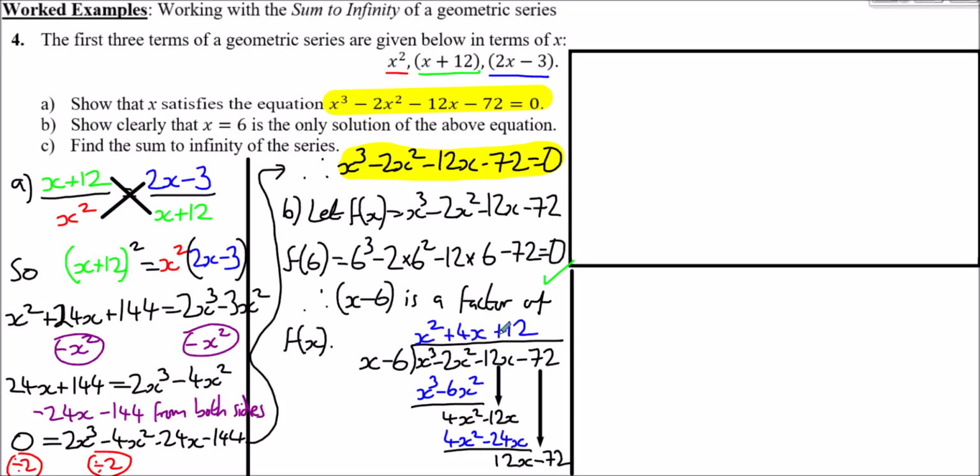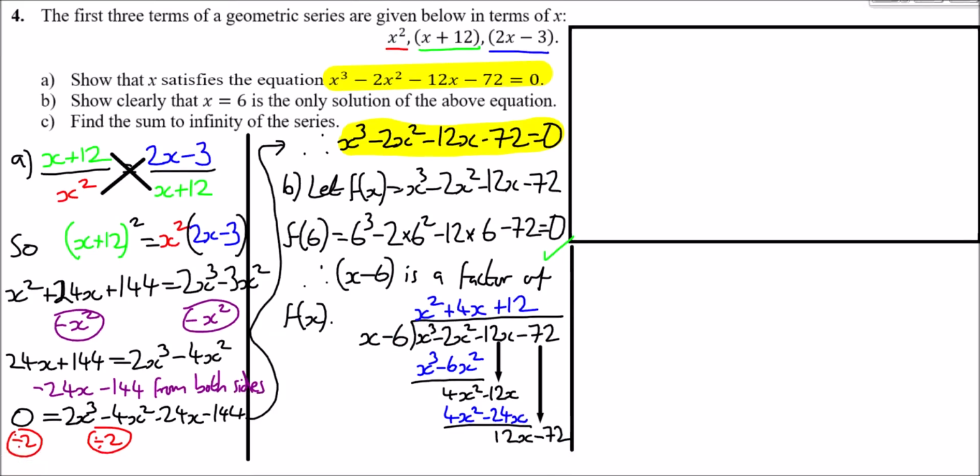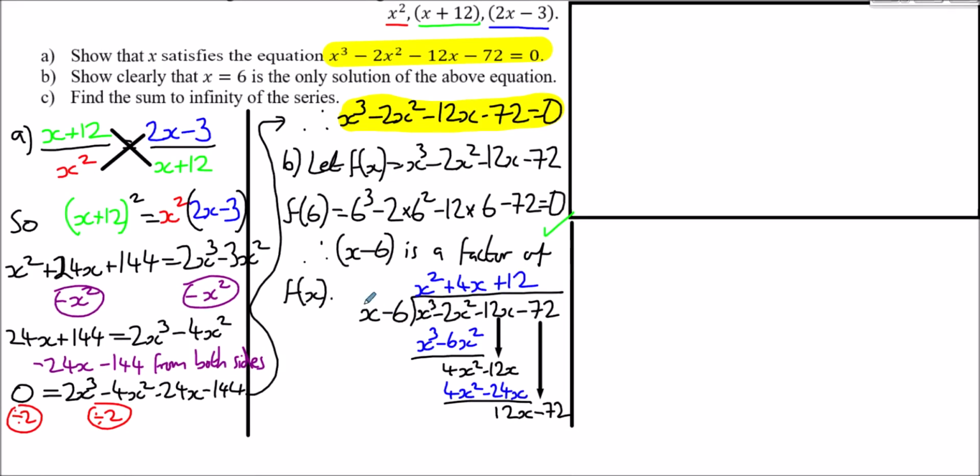12x divided by x is just 12. Next, we take the 12 and multiply by x minus 6. So 12 times x is 12x. 12 times minus 6 is minus 72. And if we subtract, we get 0.